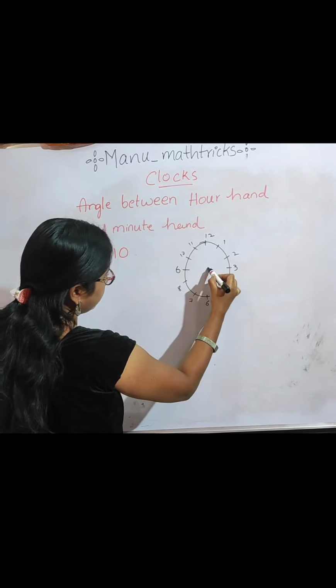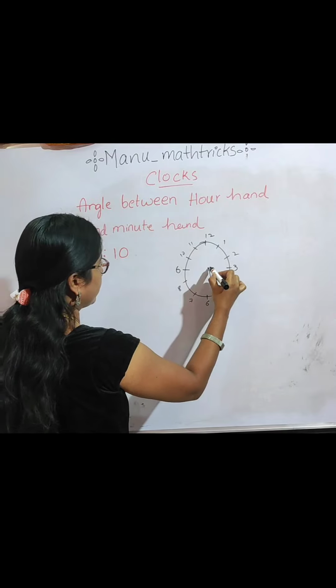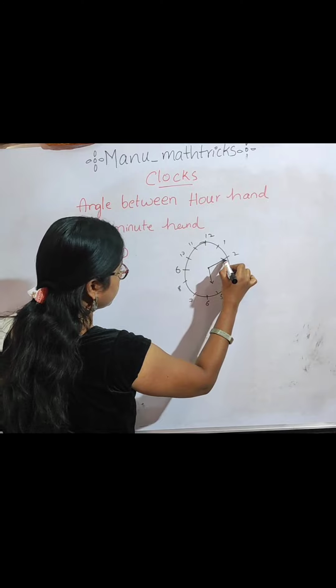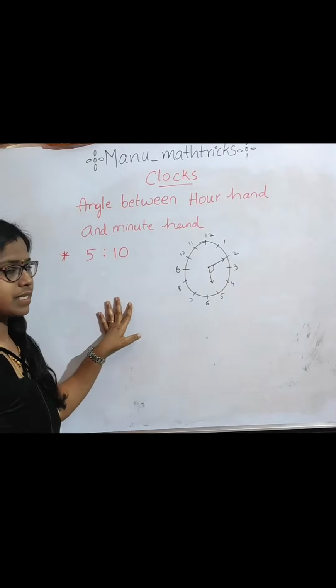Now mention 5:10 in the watch. Here our hand exactly does not lie on 5. It moves slightly from the 5, and the 10 minutes it lies on 2. For 10 minutes he is asking to find the angle between both the hands.